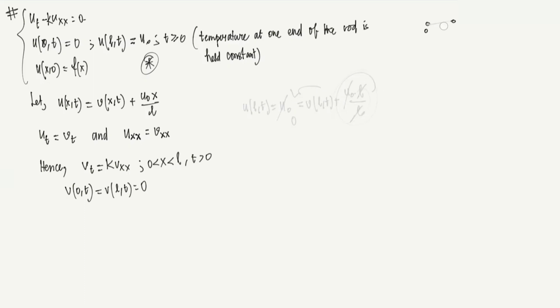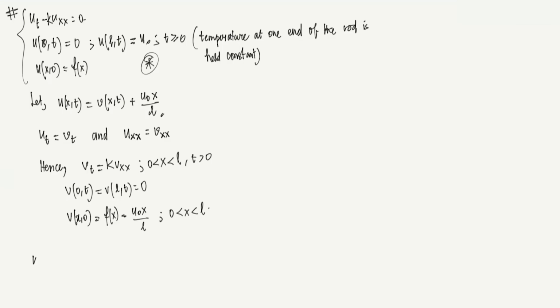I hope you understood why this small trick works. And of course, what is v of x,0? It just shifts f, so it is f of x minus u naught x by L, for 0 less than x less than L. Now we are in our original problem, so you know what the solution is. We find v and then add u naught x by L to it, and that will be your u.